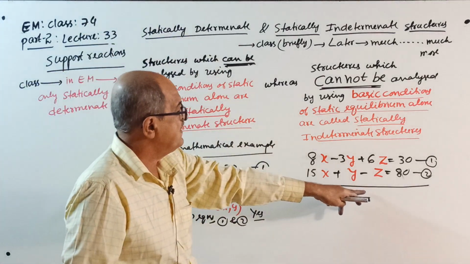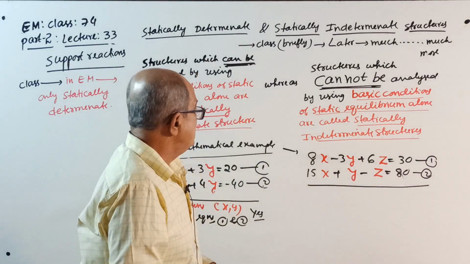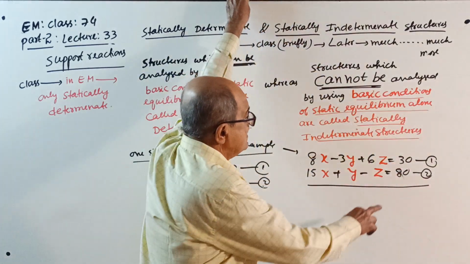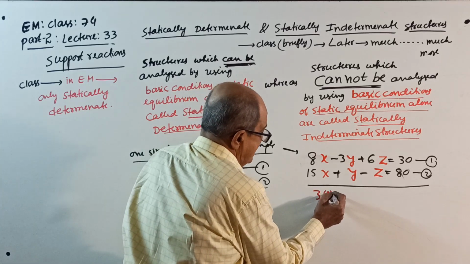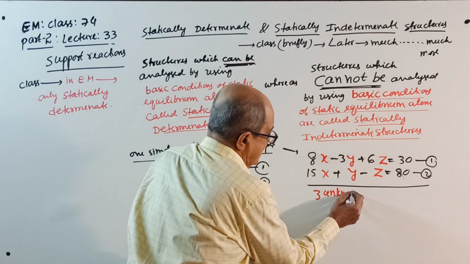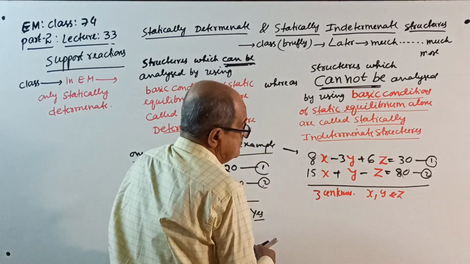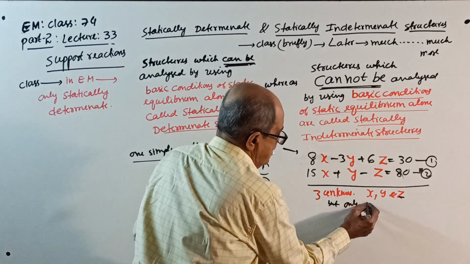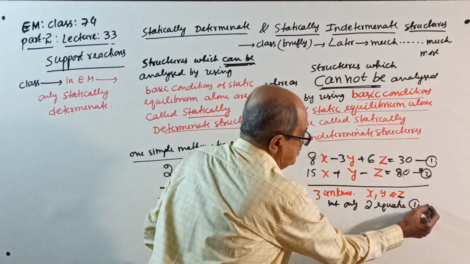Now, one more example. See, next example. Imagine 8x, you see, why should I read it? These are the 2 equations right here. Here, 3 unknowns are there. Which ones? x, y and z. But only 2 equations, 1 and 2.